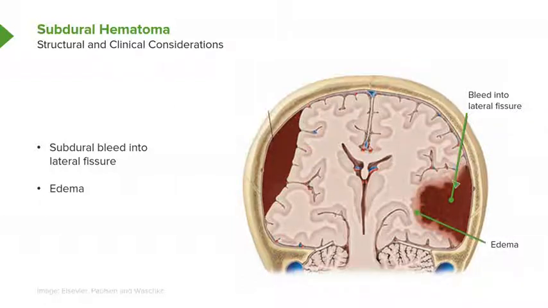And we can see here along the outer cortical area, we can see that this increased pressure of the subdural hematoma is starting to produce edema. This edema then is tissue swelling.